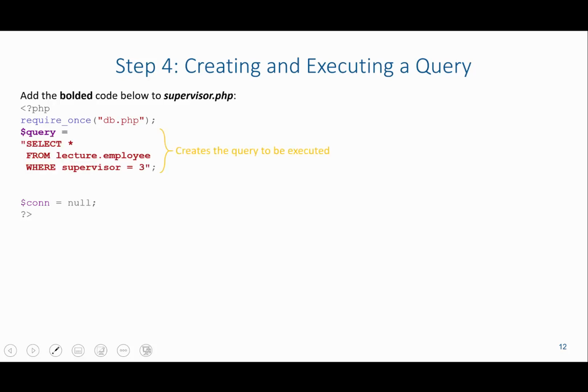So in order to create the query, I'm going to first define a variable and set it equal to that query. In this case, I'm going to say query equals, and then select star from the lecture schema, specifically the employee table from that, where the supervisor equals 3. Then I'm going to prepare the statement.